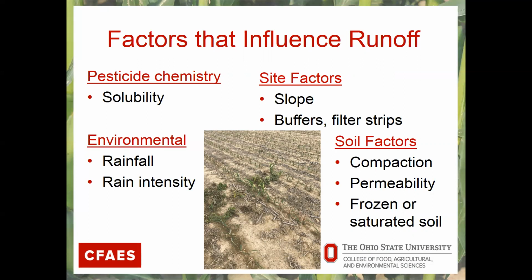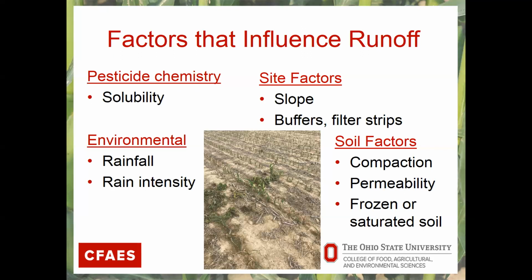Flash thunderstorms have the potential to cause much more runoff than a gentle rainfall that gives the soil more time to absorb the water. Site factors can have a big effect on runoff. A steep slope will be much more at risk for runoff than flat ground. The presence of buffers such as a vegetated filter strip will also slow down and trap pesticides, helping to prevent pesticides ending up in the surface water.